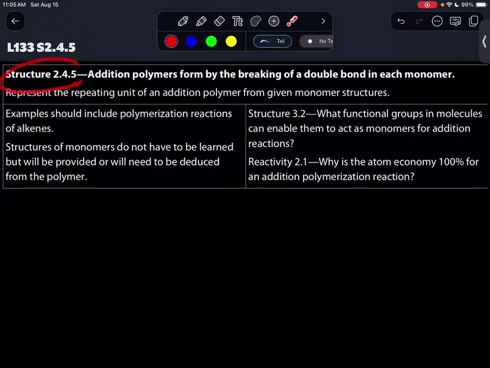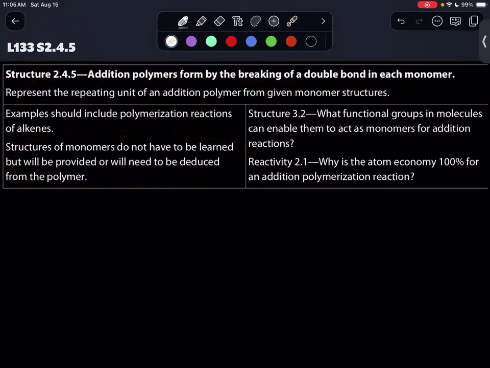Today we're going to cover structure 2.4.5, addition polymers formed by the breaking of a double bond in each monomer. Now, we're going to represent the repeating unit of an addition polymer given monomer structures, and we'll include polymerization reactions of alkenes. And you don't need to learn the structures of individual monomers. They will either be provided or you must deduce them.